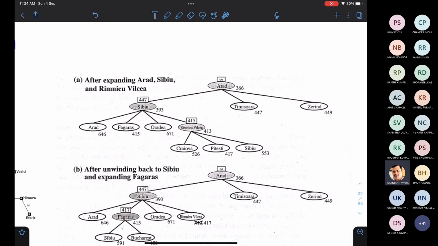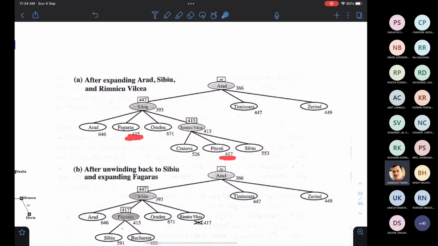So what this algorithm does is that I'm going to explore the minimum one, but the second minimum is also going to be provided to me. But when I explore this, I find 446, 415, which is lesser than 447. So definitely I would not explore this one; I would explore this one better. Then 671, then 431. 431 is even lesser than 415, so I would explore these things. But when I explore this, I find 526, 417, and 553. So the minimum is 417.